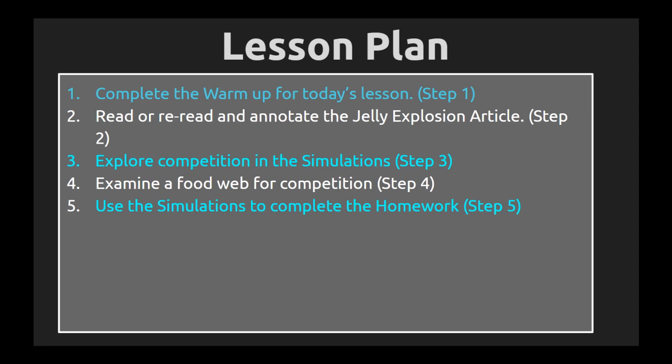So the agenda looks like this. We'll complete the warm-up for today's lesson. That is step 1. We will read or reread, depending on whether you were with us Friday or not, and annotate the Jelly Explosion article, looking for competition. We will explore competition in the simulation, so you're back into your 6 population simulation, looking for where competition occurs there. Then in step 4, we examine the Glacier Sea food web for competition.